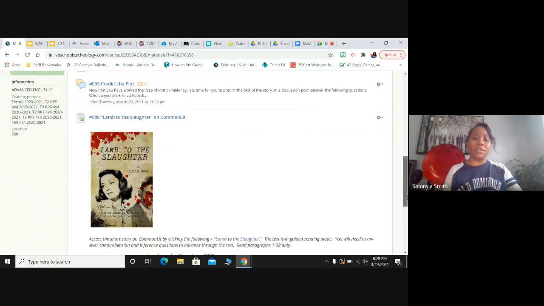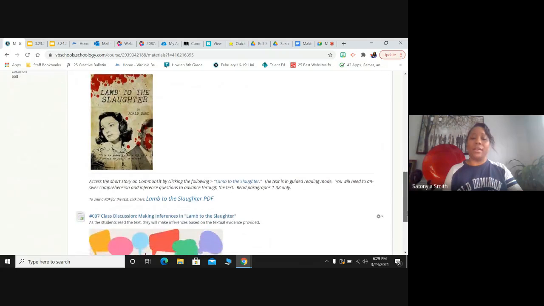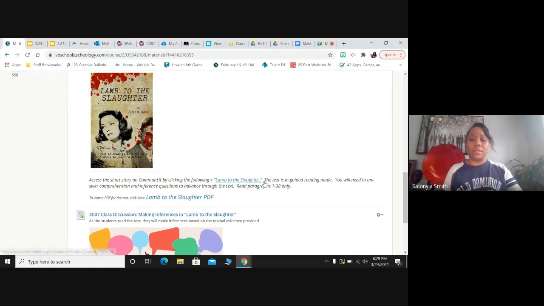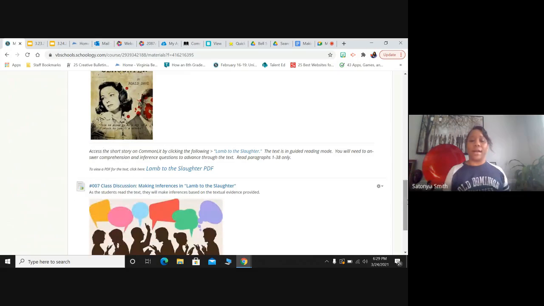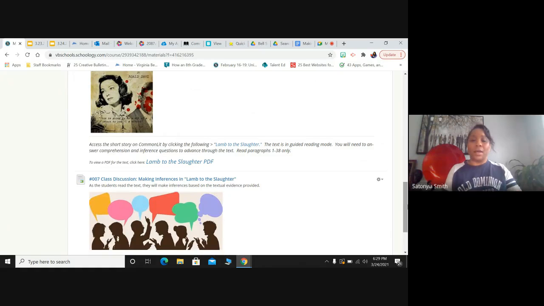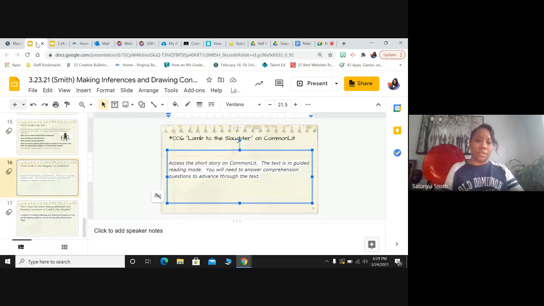We're going to access that story, which is called Lamb to the Slaughter on CommonLit. And the way to get in there is right here on the front. So you would click on the link. And after you read certain paragraphs, we are going to have a class discussion and make some inferences based on what's happening in the story. So that's what we have planned today. And then our homework section. So anytime I assign homework, you just click in that section and it will let you know exactly what you have to do. All right, so let's go ahead and talk inferences.